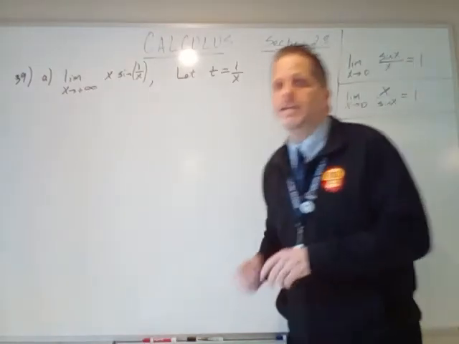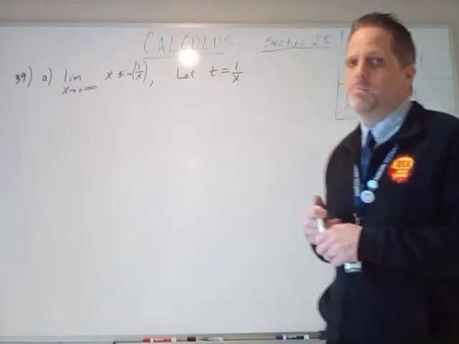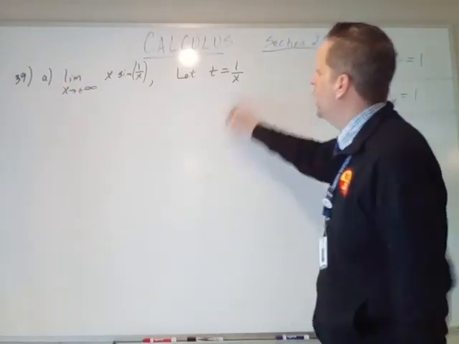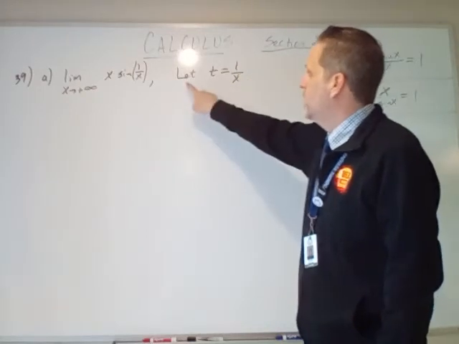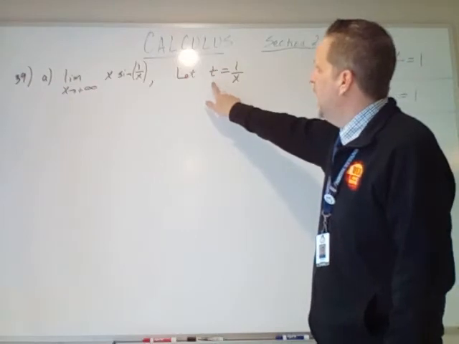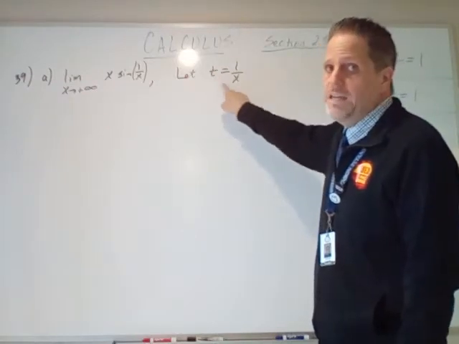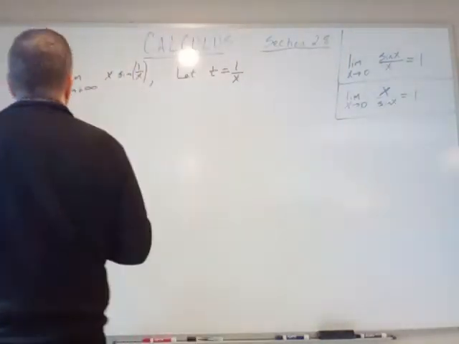A let statement introduces a variable to the problem that is not already present. So that means that we have t equaling 1 over x, and again, here's the let statement. Okay, so we're defining a variable t, and this variable t equals 1 over x. Okay, so let's see what happens.